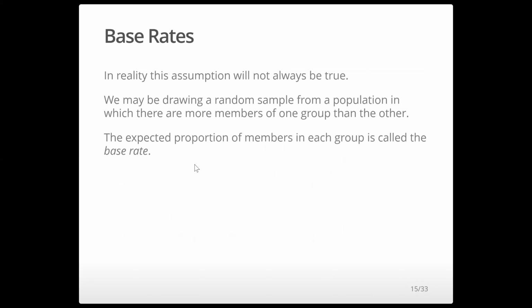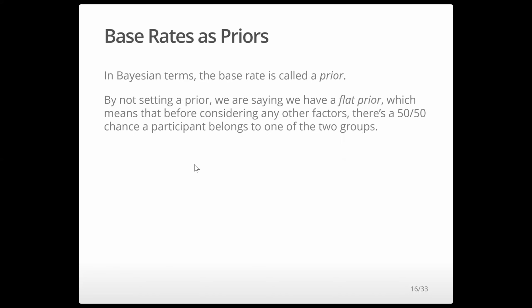But in reality, this assumption will not always be true. Unless you're doing a really well-controlled experiment, often you're going to have slightly different sample sizes, sometimes very different sample sizes. And so this will affect the expected proportion of members in each group. And this is called the base rate. In Bayesian terms, the base rate is called a prior. And so by not setting a prior, we're saying that we have a flat prior, which means that before considering any other factors, there's a 50-50 chance a participant belongs to one of the two groups.